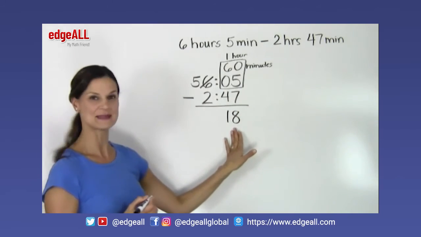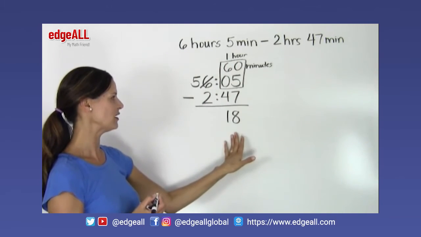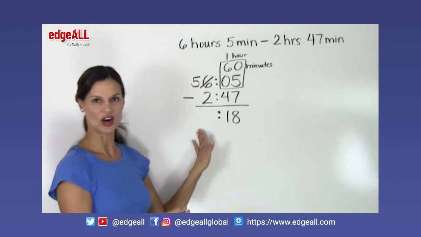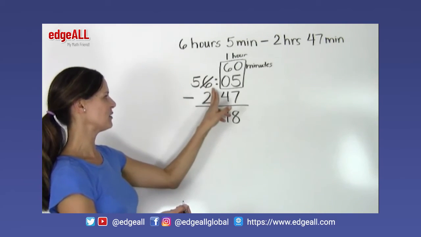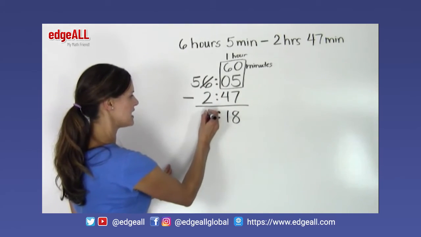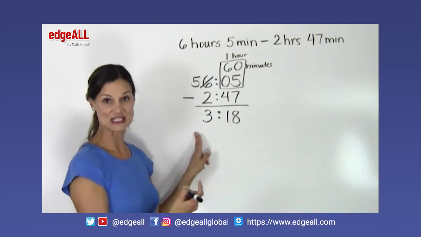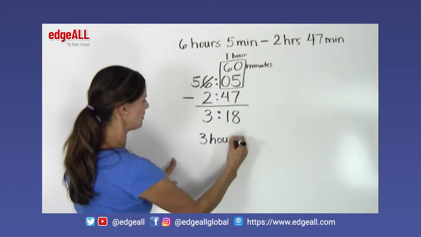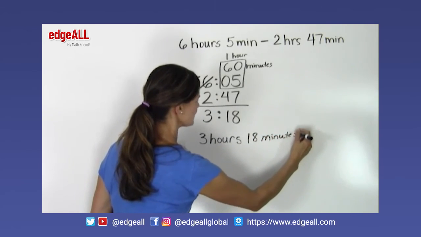And so I'm going to place my 18 right here below in the minutes column. And then I want to make sure I have my symbol here, and I'm now going to move over and work on the hours. So remembering that I borrowed 1 from the 6 hours, leaving me with 5 hours, minus 2 hours is 3 hours. And so I can report my answer either leaving it as 3:18 or writing it back in the original way the problem was, 3 hours, 18 minutes as my answer.